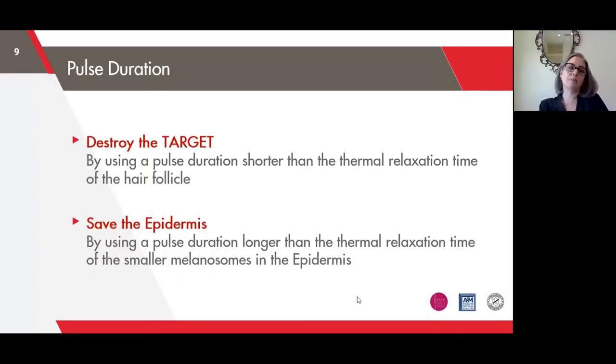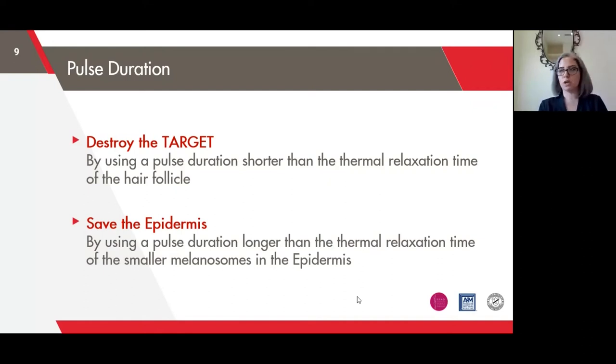So what is selective photothermolysis, as I told you? In the theory of selective photothermolysis, I'm talking about destroying my target without destroying the surrounding tissue, not even the epidermis. So how can I do that? By a concept named thermal relaxation time. You know that for any structure, when I give heat, the time it takes for half of this heat, or 50% of the heat, to be dissipated is called thermal relaxation time.